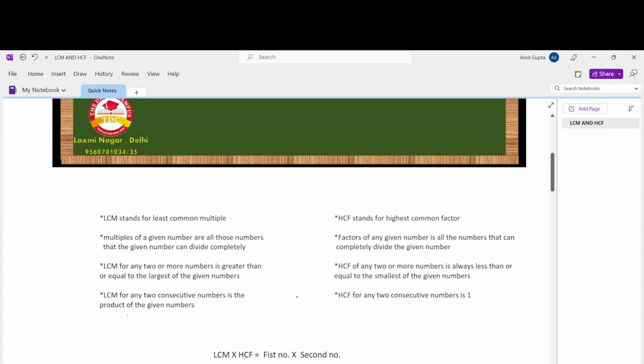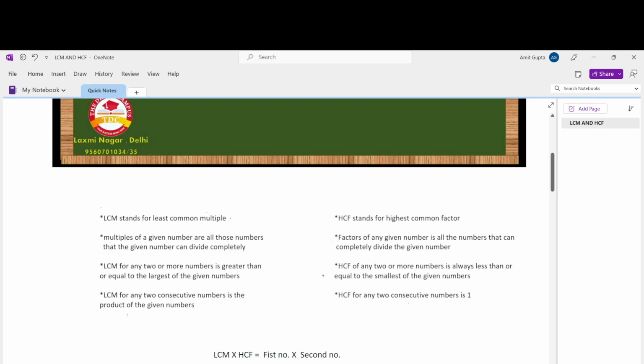HCF stands for highest common factor. Factors of any given number are all the numbers that can completely divide the given number. Let's take number 12. So the factors of 12 will be 1, 2, 3, 4, 6 and 12 itself. Another property of HCF is HCF of any two or more given numbers is always less than or equal to the smallest given number.